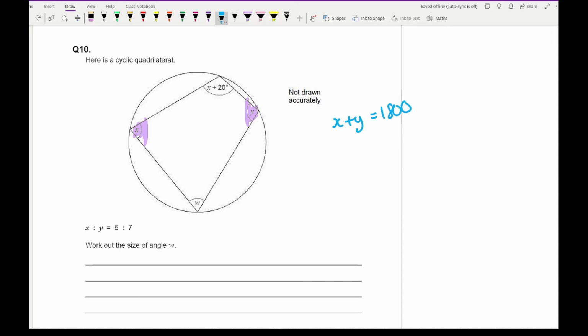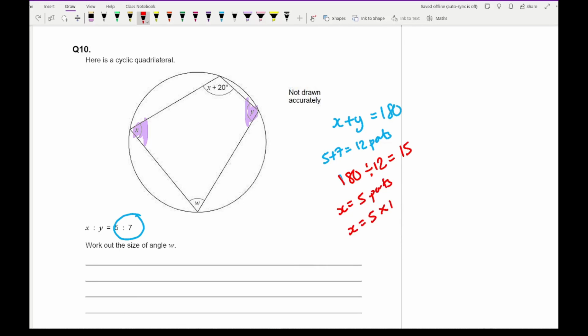Now if I look at the ratio, which is 5 plus 7, which is 12 parts. So we do 180. I don't know why I've written 1800 there, so let's get rid of that 0. So here we've got 180 divided by 12 equals 15. Now x represents 5 parts, so x equals 5 times 15, which is 75.